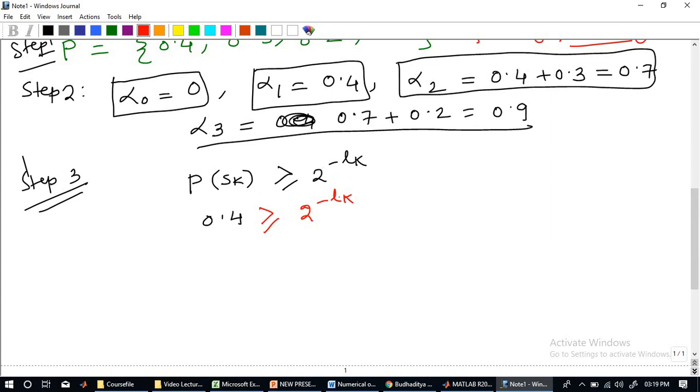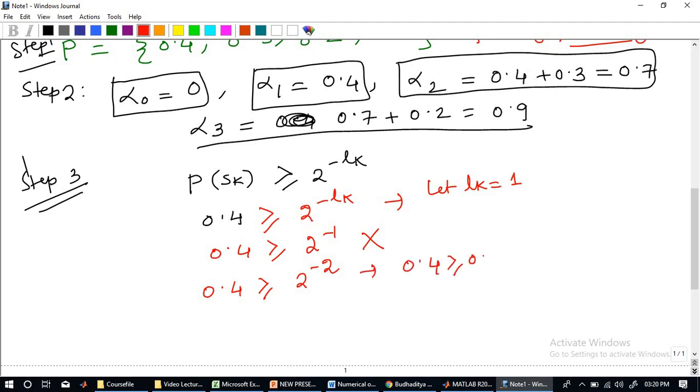So if it is 1, it becomes 2 to the power minus 1, so half. So let Lk equal 1. Your condition becomes: is 0.4 greater than or equal to 2 to the power minus 1? This is half, so this condition doesn't hold. So Lk cannot be 1. The next higher integer it can take is 2. So 0.4 greater than 2 to the power minus 2. Now this is 1 by 2 squared, so 1 by 4, which is 0.25. So your answer is coming as 0.4 greater than 0.25.